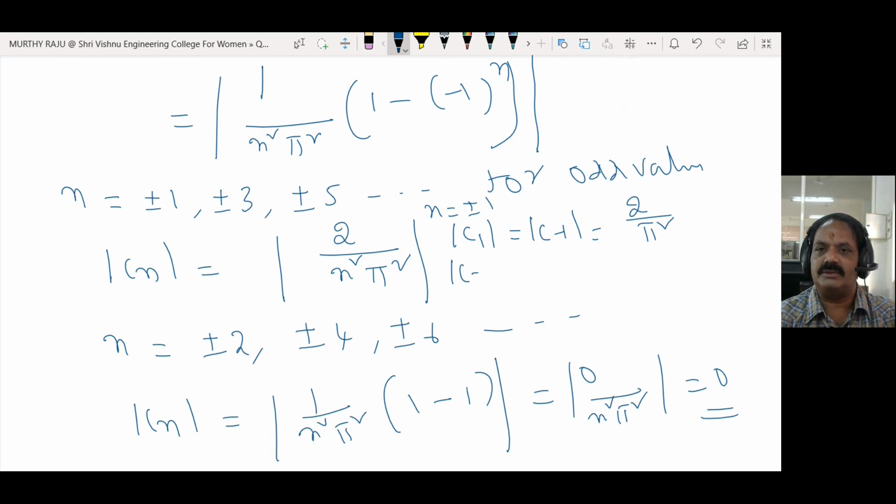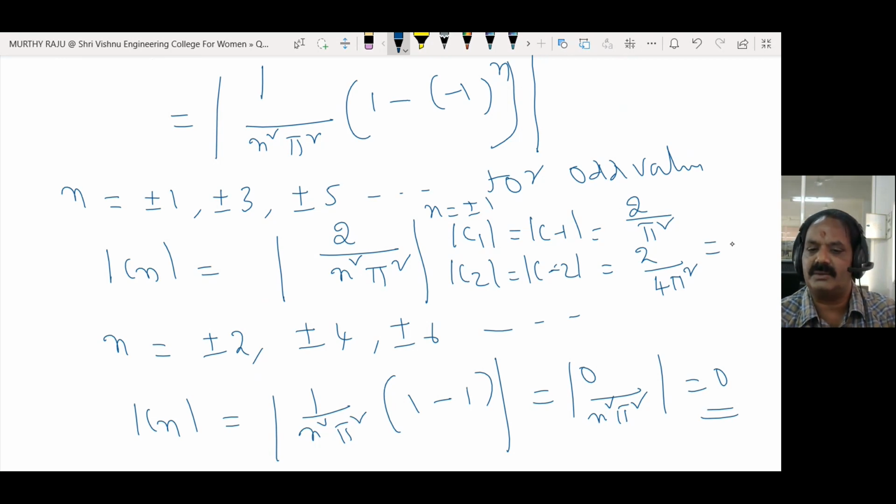n is equal to 2. C2, C minus 2, that is equal to 2 by pi times plus or minus 2 whole square, that is equal to 4 pi square. That is, for n is equal to 2, the value is 1 by 2 pi square.